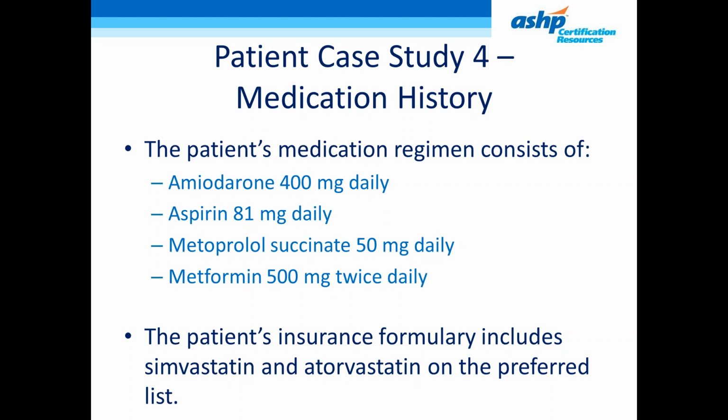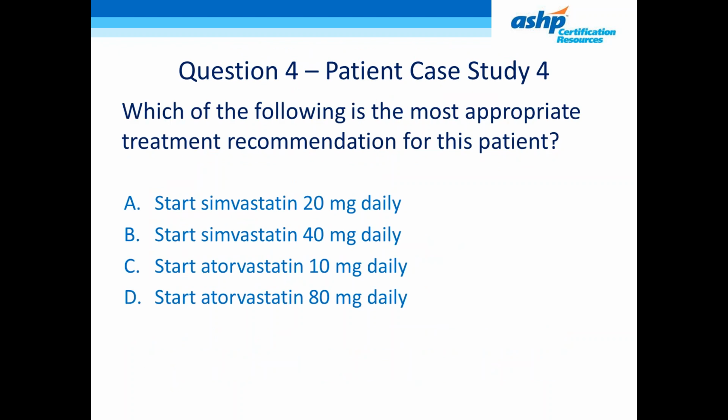The patient's insurance formulary includes simvastatin and atorvastatin on the preferred drug list. Which of the following is the most appropriate treatment recommendation for the patient at this time? A, start simvastatin 20 milligrams daily. B, start simvastatin 40 milligrams daily. C, start atorvastatin 10 milligrams daily. Or D, start atorvastatin 80 milligrams daily. I'll give you a few moments to consider your answer.